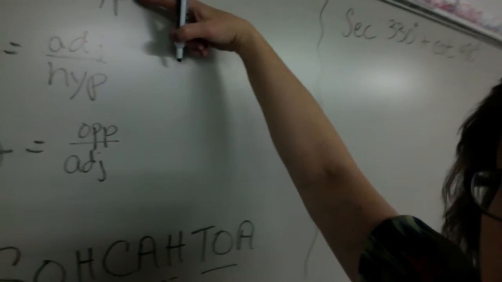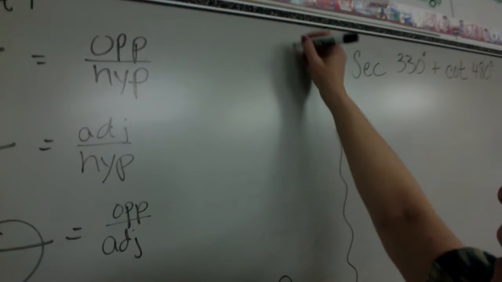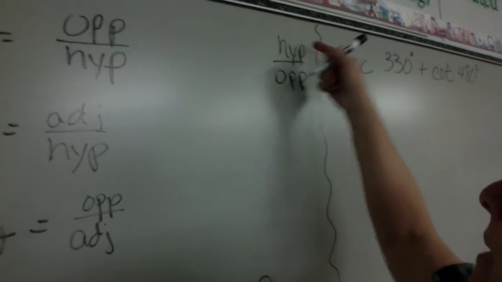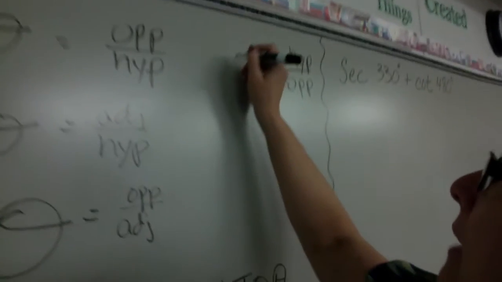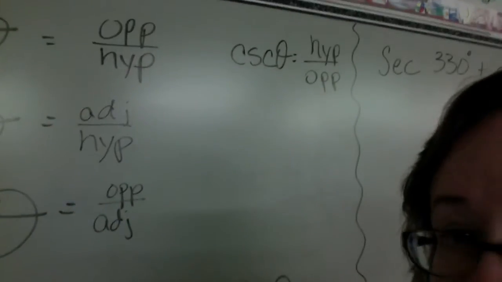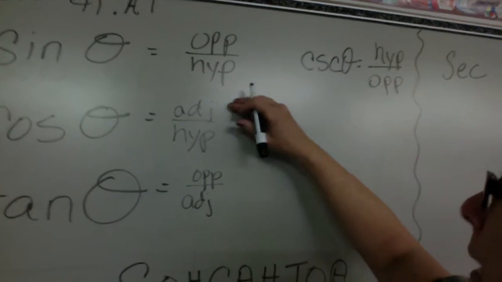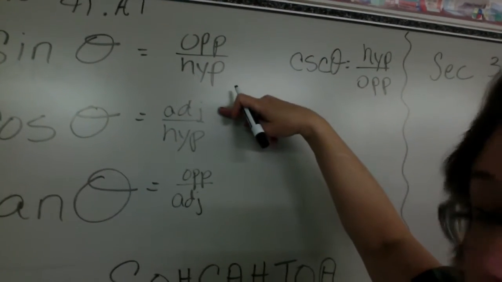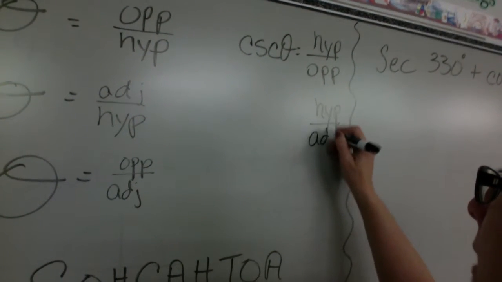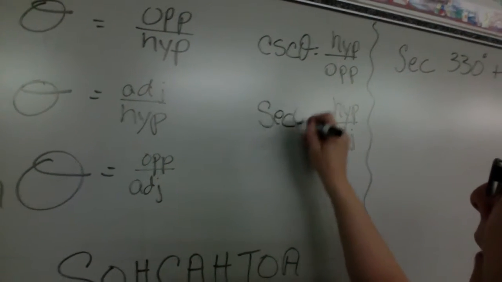Now when we come over here, we have the reciprocal functions, where we flip it over: the hypotenuse over the opposite. This would be the reciprocal of the sine, and it is called the cosecant of theta. And then the reciprocal of the cosine is going to be the hypotenuse over the adjacent, and the hypotenuse over the adjacent is the secant of theta.